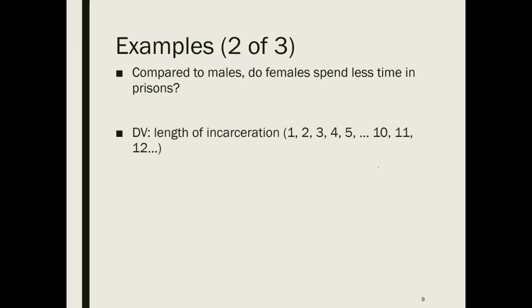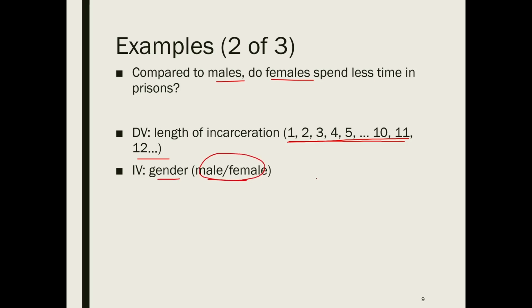Second, compared to males, do females spend less time in prison? Okay. The dependent variable will be length of incarceration. We can measure this as 1, 2, 3, 4, 5 and so on, by years or even months, something like that. And you can see since it's measured by numbers, the length of incarceration will be considered a continuous variable, right? The independent variable, again, female, male, so it will be gender, and you can see gender is a categorical variable with two categories. So here, which hypothesis test are you going to use?